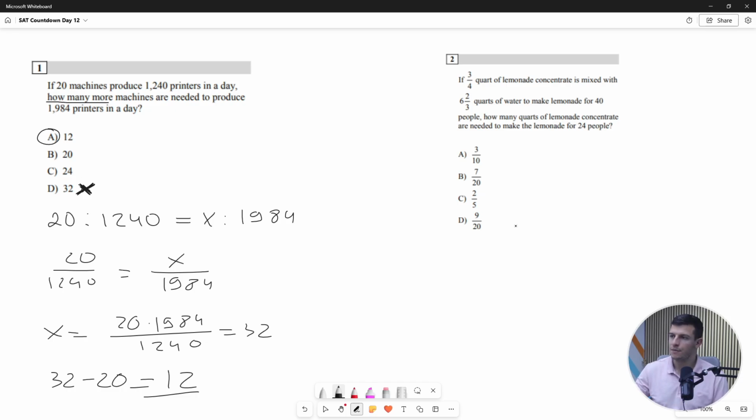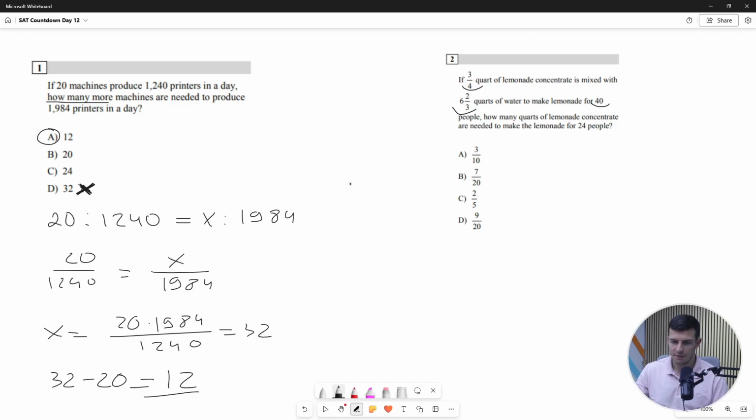Okay, I'm looking at the second question now. If 3/4 quart of lemonade concentrate is mixed with 6 2/3 quarts of water to make a lemonade for 40 people. So this much concentrate, this much water gives 40 people lemonade. How many quarts of lemonade concentrate are needed to make the lemonade for 24 people?